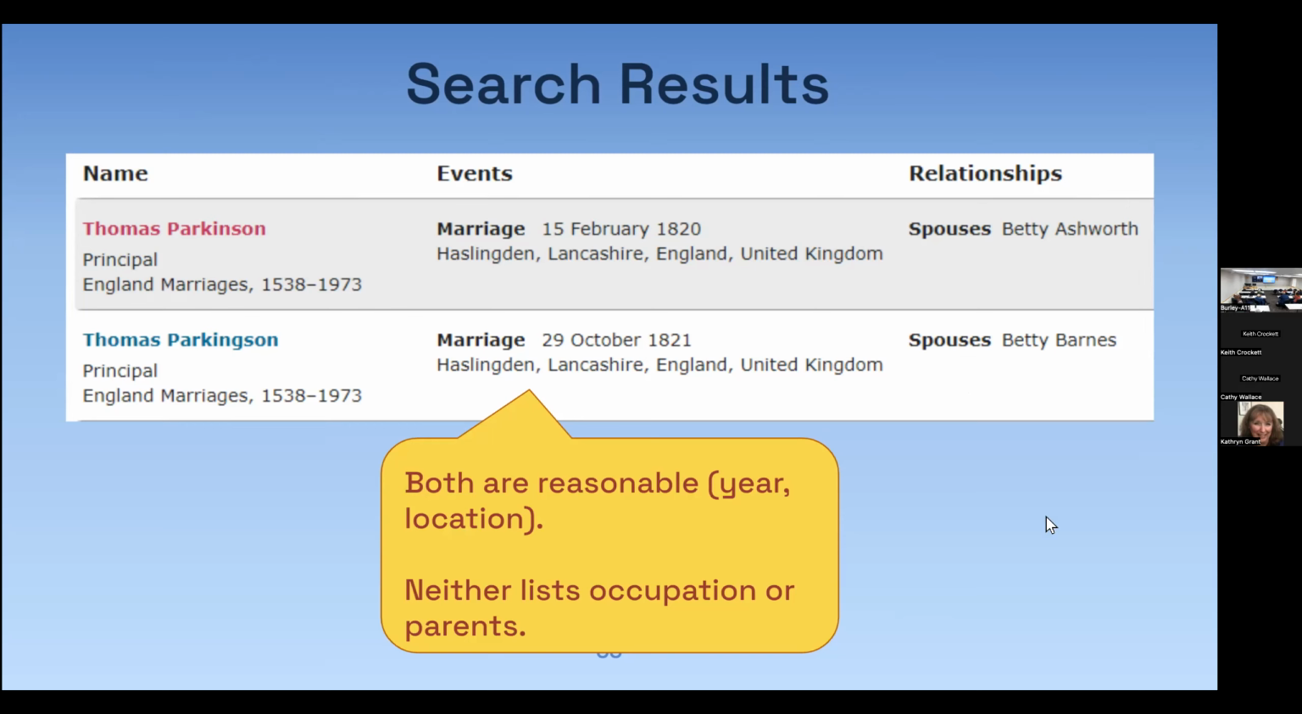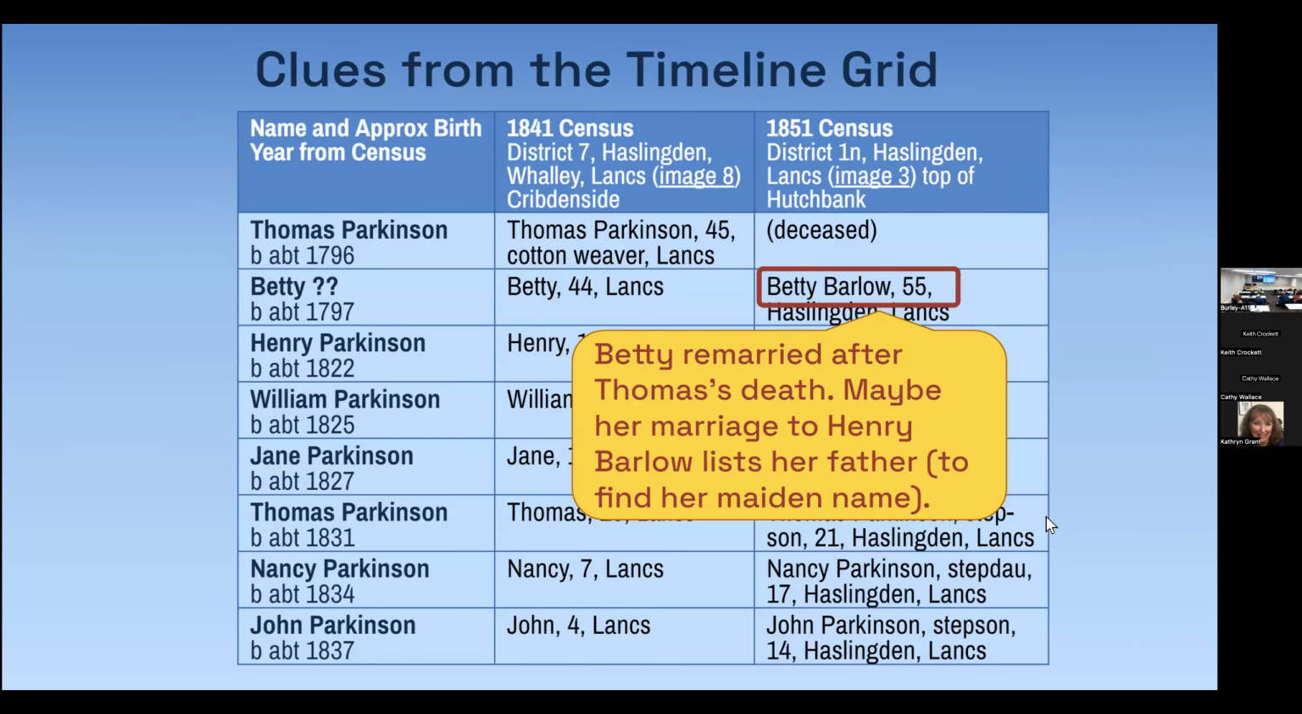So that actually turned out not to be so helpful, but we're not giving up because we have another great clue. Betty remarried. So there's going to be another marriage record. And the later records in England, as in most countries, tend to be more complete than the earlier ones. So there's a good chance. So they must have gotten married between 1841, when Thomas was still alive, and 1851, when we know he was deceased and she was remarried.